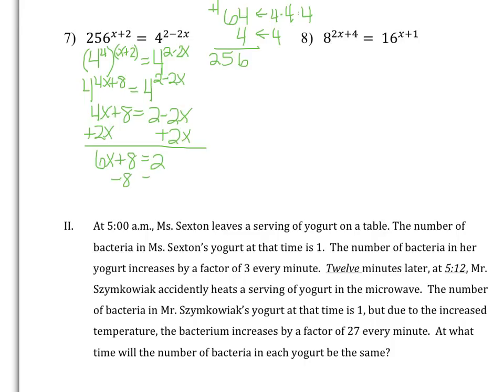I'm going to subtract 8 on both sides, so 6x equals negative 6. And then to solve for x, I'm going to divide both sides by 6, and x is going to equal negative 1.